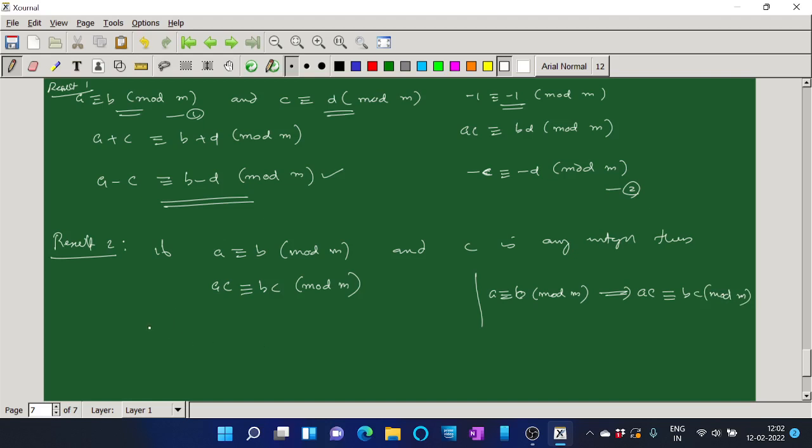Proof is very simple. A congruent to B mod m implies m divides a minus b. Therefore it is very clear that m divides c into a minus b, that is m divides ac minus bc, which implies ac congruent to bc mod m.